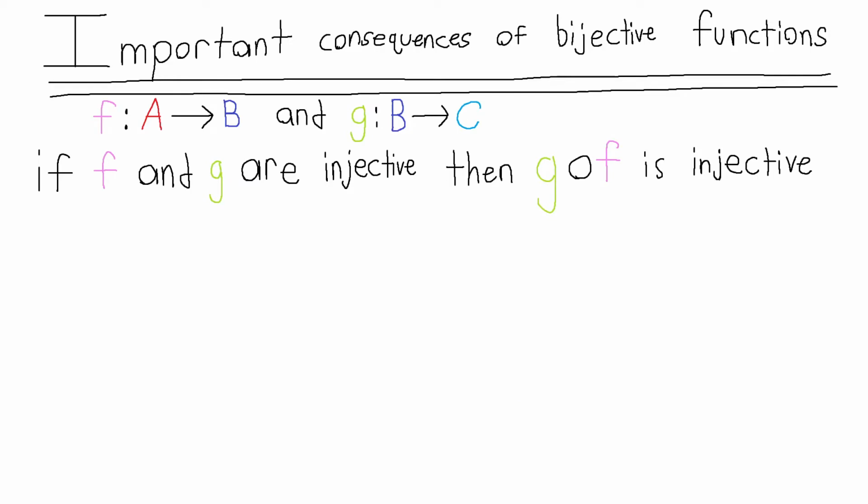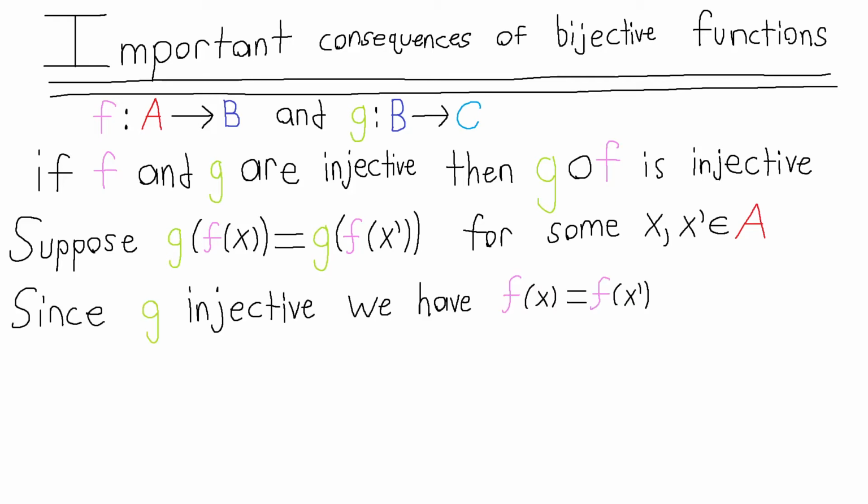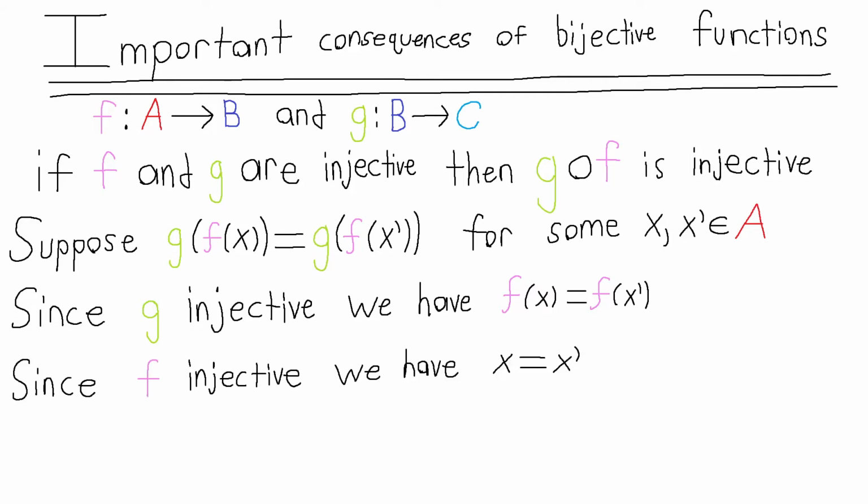Let f be a function from A to B, and let g be a function from B to C. We'll first show that if f and g are injective, then g of f is also injective. Suppose that g of f of x is equal to g of f of x prime for some x and x prime in A. Then since g is injective, we must have that f of x equals f of x prime. But since f is injective, we also have that x equals x prime. Hence, we conclude that g of f is injective.